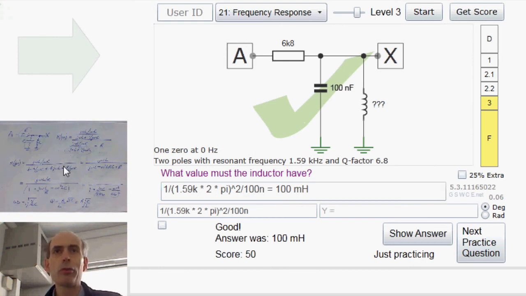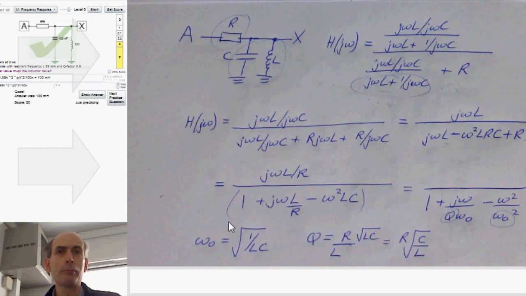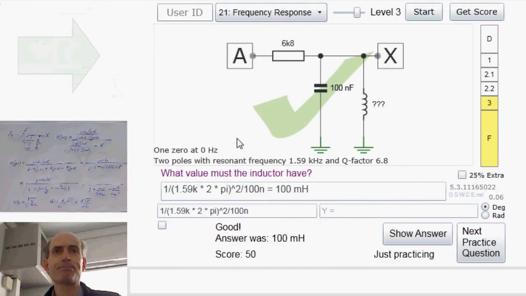The important formulas to know are this one and this one for the resonant frequency and the Q factor of a circuit which has a resistor, a capacitor and an inductor in it.